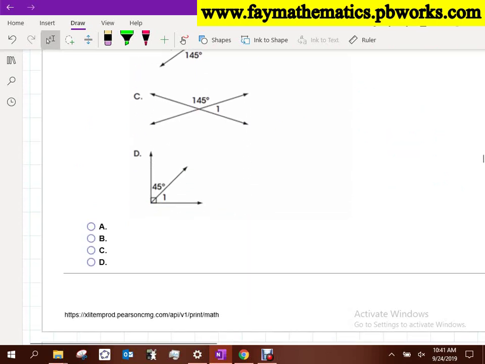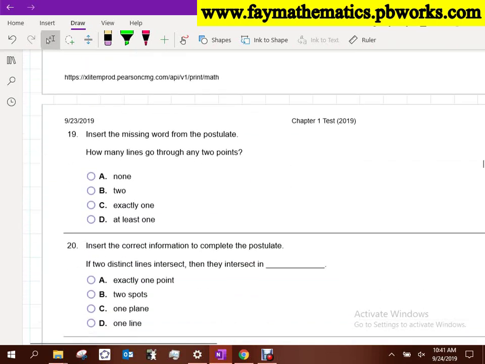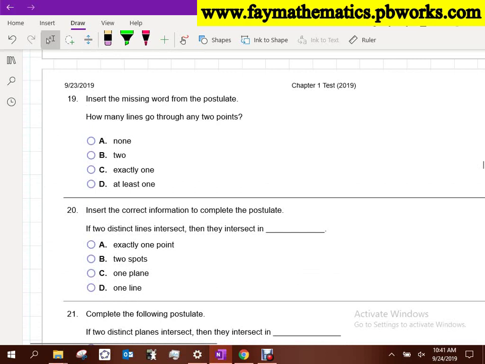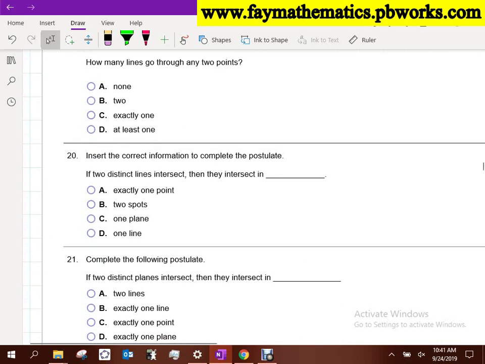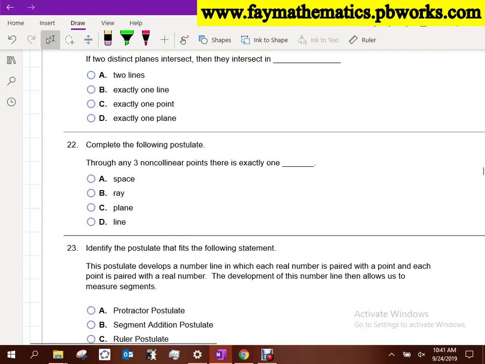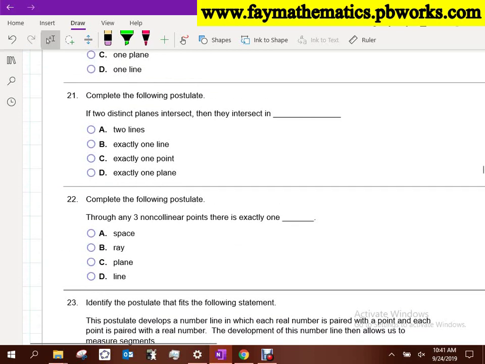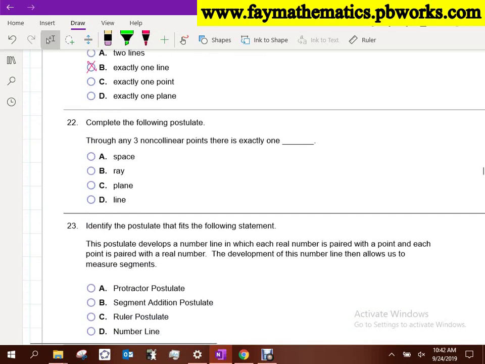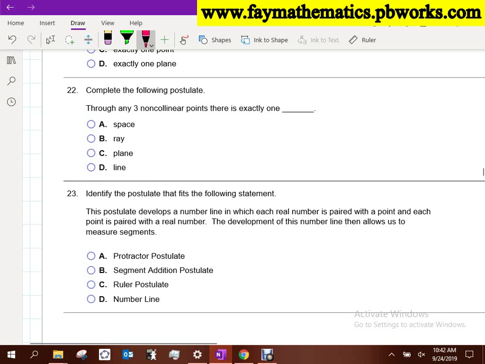This will be part D here. Insert the missing word. How many lines go through any 2 points? Exactly one. Insert the correct information. If two distinct lines intersect, they intersect in exactly 1 point. If two distinct planes intersect, they intersect in exactly 1 line. Through any 3 non-collinear points, there's exactly 1 plane.